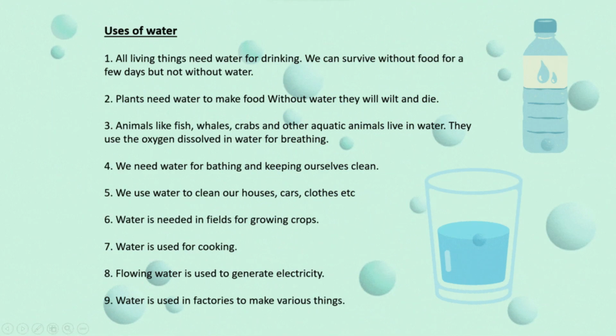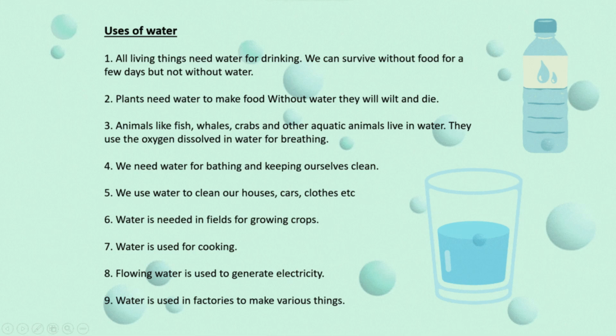Uses of water. 1. All living things need water for drinking. We can survive without food for a few days but not without water. 2. Plants need water to make food. Without water they will wilt and die. 3. Animals like fish, whales, crabs, and other aquatic animals live in water. They use the oxygen dissolved in water for breathing.